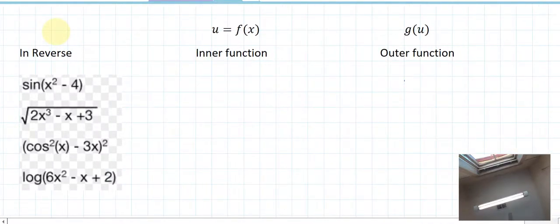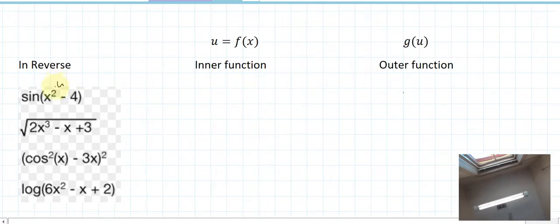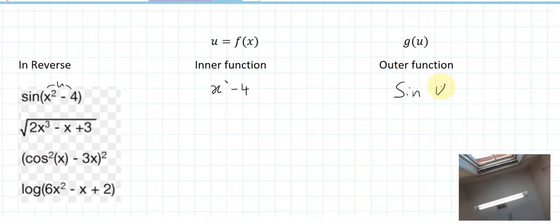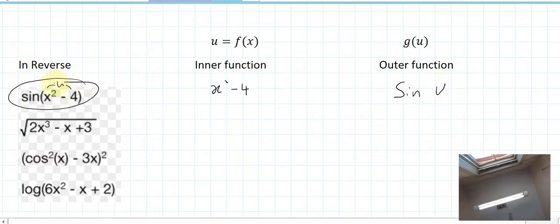Now, let's practice breaking down functions into an inner function and an outer function. The key here is brackets, or where brackets are implied. So in the first case here, the inner function, this u, is this one in here. x squared take 4. The outer function we could write as sine u. And you can see that sine u, if u is x squared take 4, will result in this function.